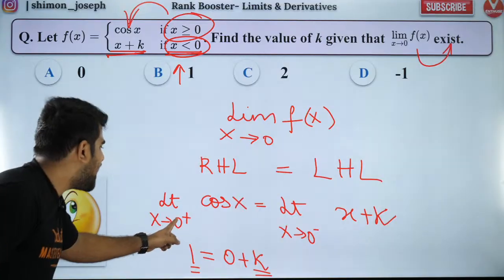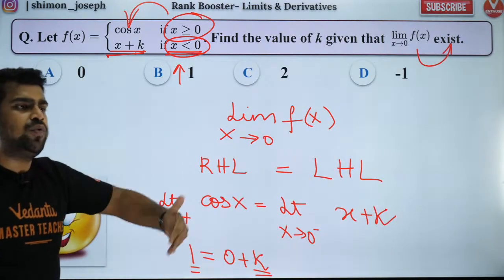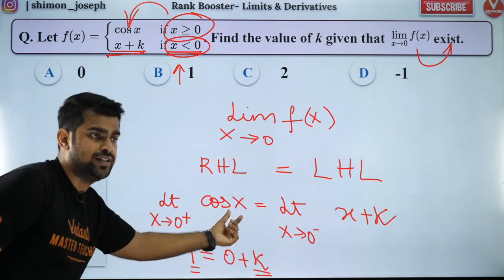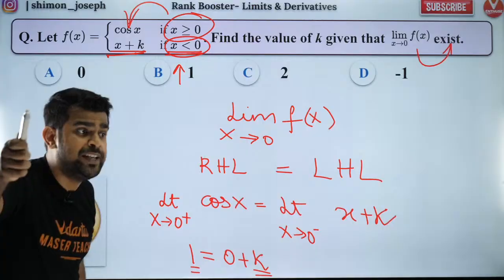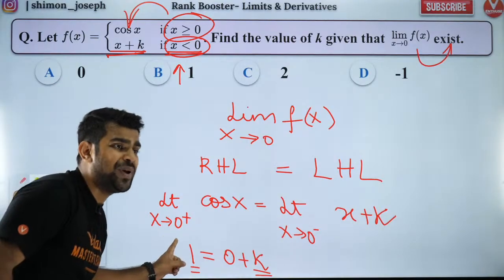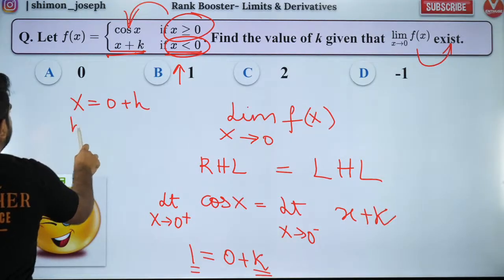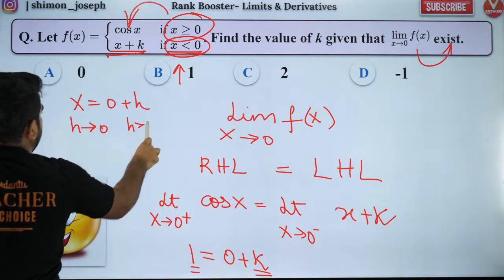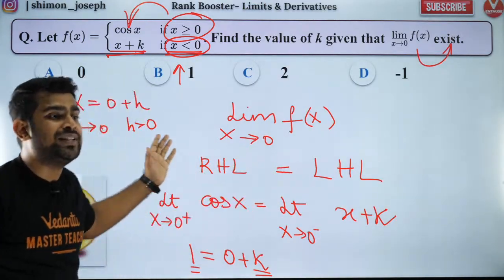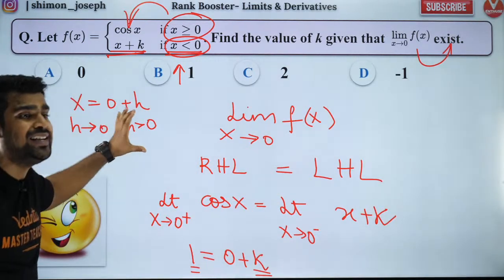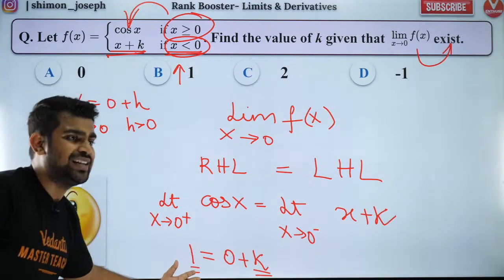Sir, should I change this to 0 plus h and then solve it? You can do that, but for speed, I directly substituted. That is not wrong. 0 plus means I have to write it as x equal to 0 plus h and then take h tending to 0 and h is a positive number. This is how we are supposed to do, no, sir. Yes, you can do it like that, but that is for basics. If you are starting to learn limits, this is how you should do. But if you are fast like me, you can go directly and do it.